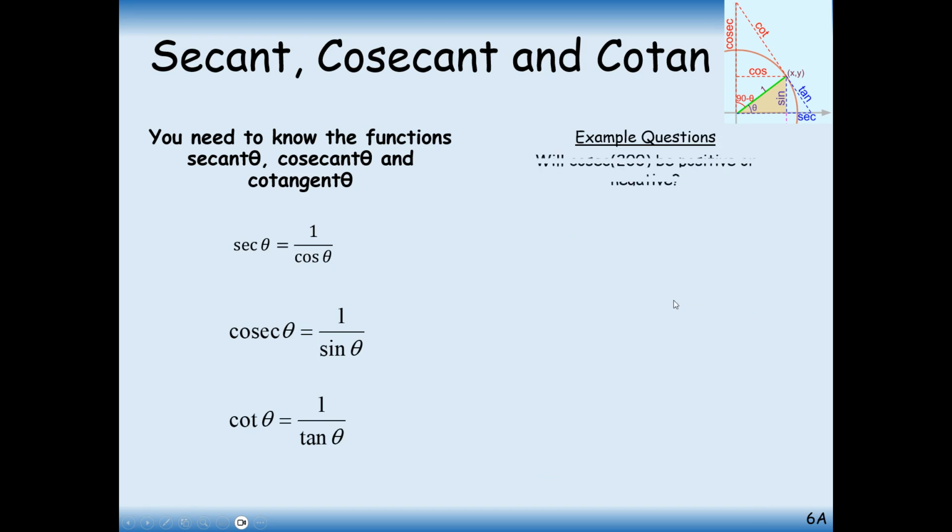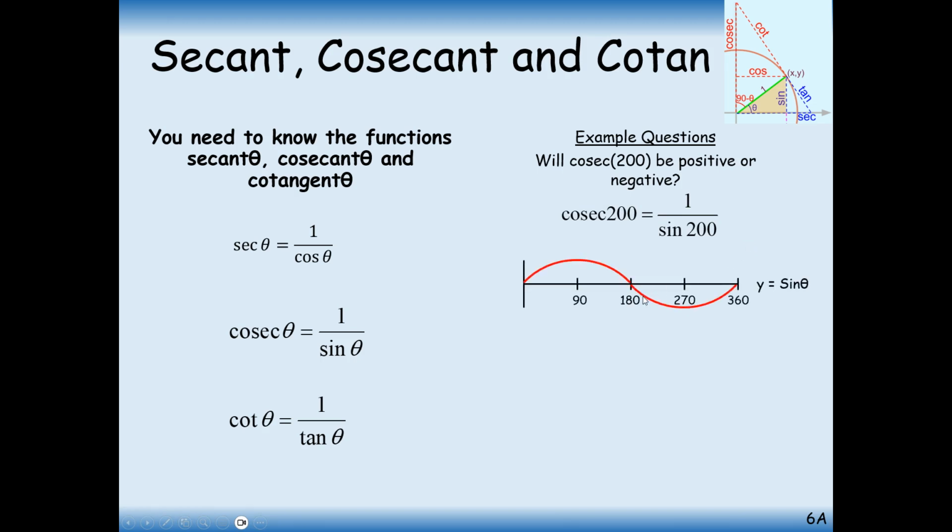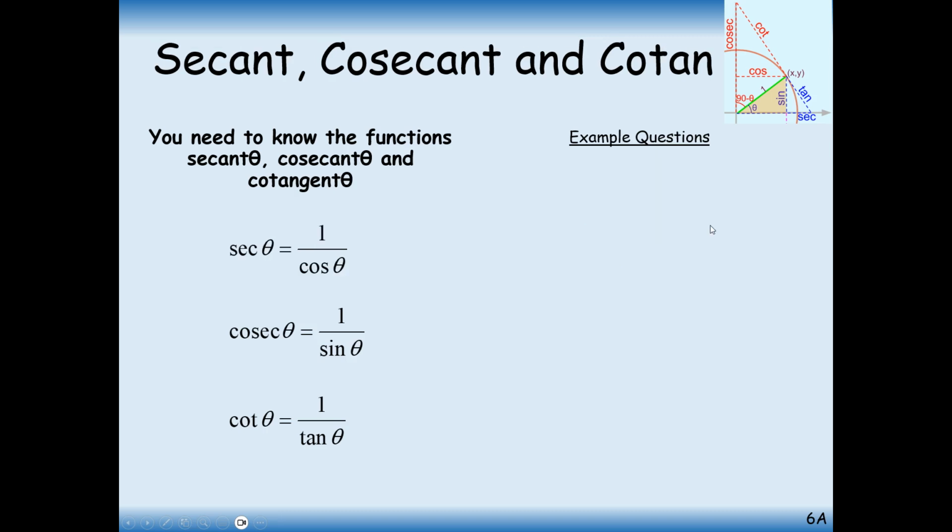Okay, so let's look at some questions. We were asked whether cosecant of angle 200 degrees, that's not in radians, in degrees, is it positive or negative? Well, we know cosecant is 1 over sine, and sine of 200 is a negative number because if you check the graph, we are looking at a value somewhere along here. So there is a negative, when sine is negative, 1 over a negative number is still negative.